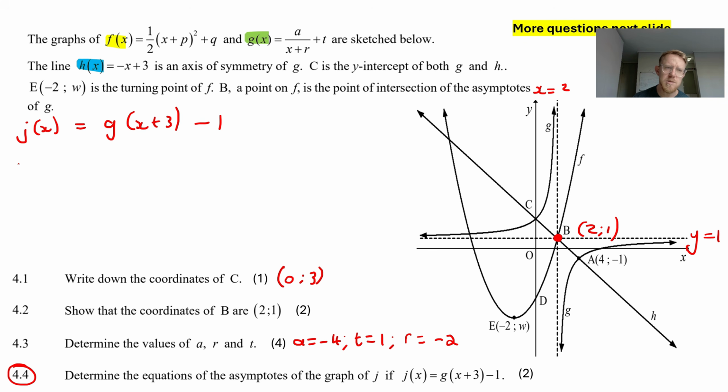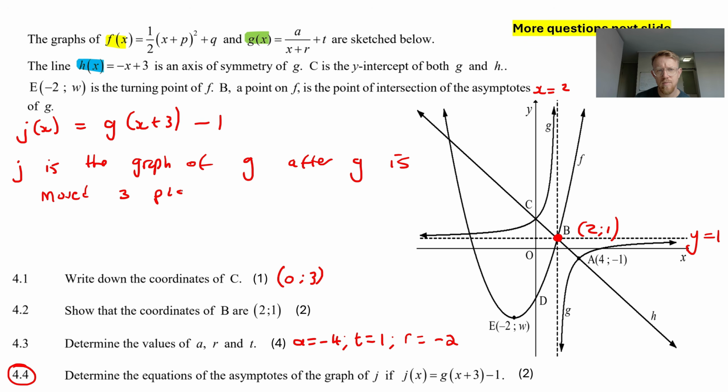So what this means mathematically is that j is the graph of g after g is moved 3 places left. Because remember, whenever you have a plus, that always means left. And then 1 place down.